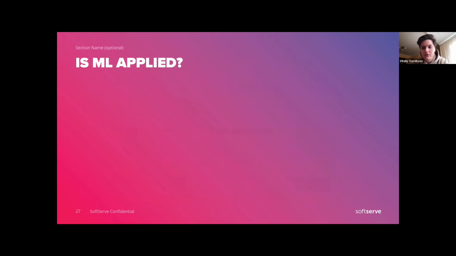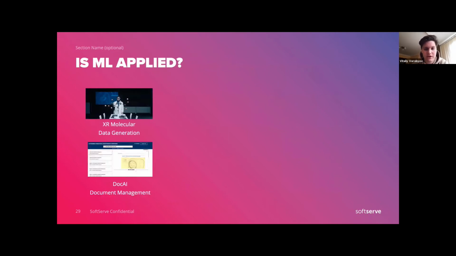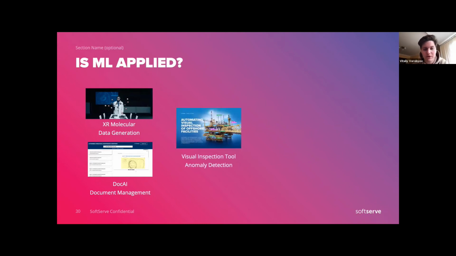Now let's talk about the usage of machine learning in extended reality. We already know that machine learning can be used in XR based on the examples of our developments such as XR Molecular, where machine learning is used for data generation, DocAI, where machine learning is used for document management, a visual inspection tool which has a pretty good anomaly detection pipeline. But the question arises whether this is all for what you can use machine learning?